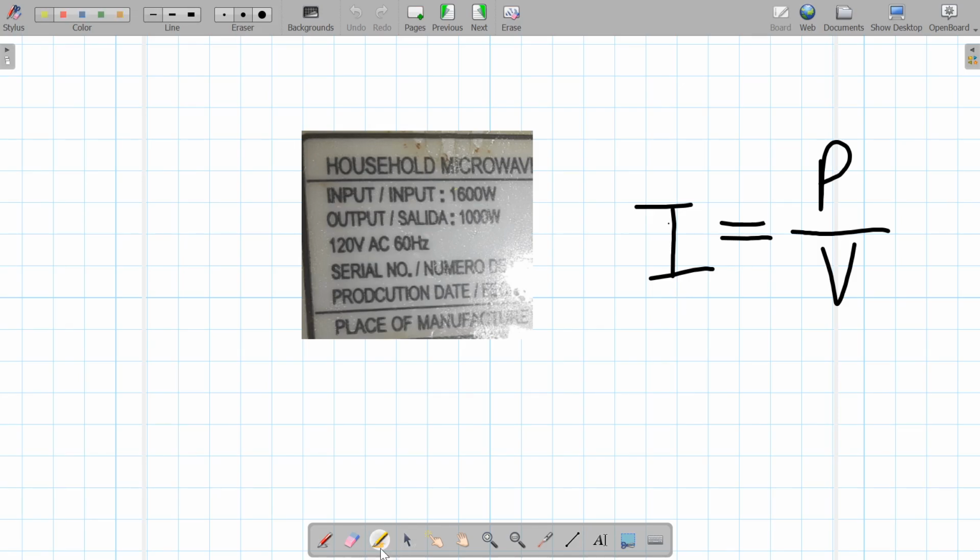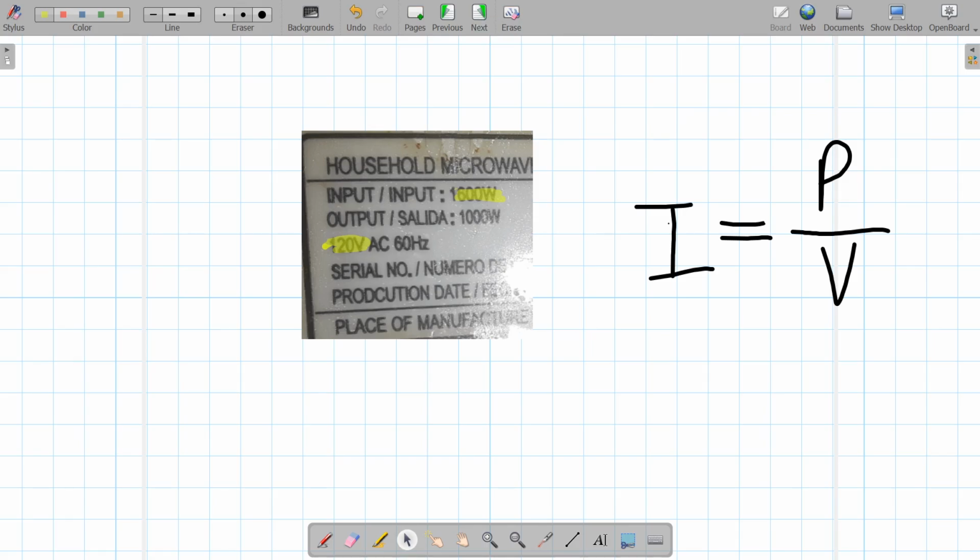We already know what the power is. The power of the microwave, power input, is 1600 watts. So we already know what that is. And we're also told the voltage. Remember, the voltage is right here on the sticker. The voltage right here says 120 volts. So those are the two numbers that we're going to put in our table.